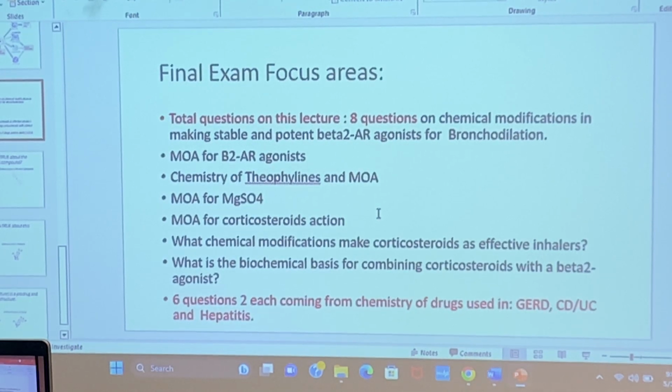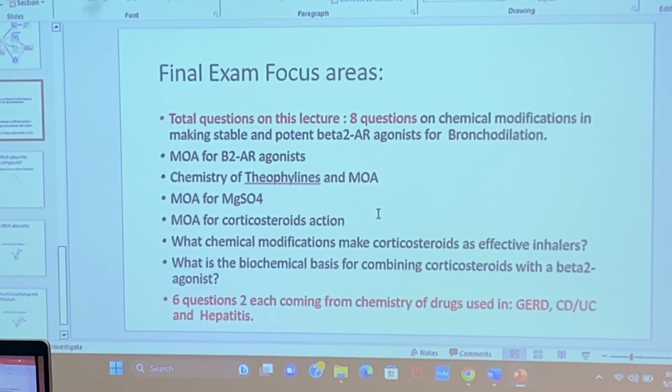Then they also increase the beta-adrenergic receptor expression. That will make more beta-adrenergic receptors on the bronchial wall surface. If we have a bronchodilator drug, that will enhance the effect of the corticosteroids. That is the combination therapy between the corticosteroid and the beta-adrenergic agonist. And what chemical modifications are effective? The 17 alpha modifications are effective in making corticosteroid inhalers. Prednisone cannot be an inhaler because there is no 17 alpha modification.